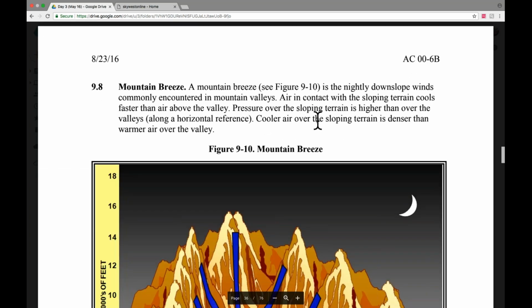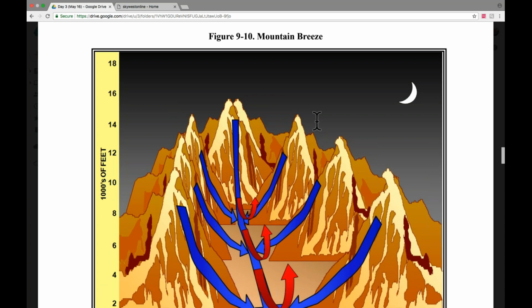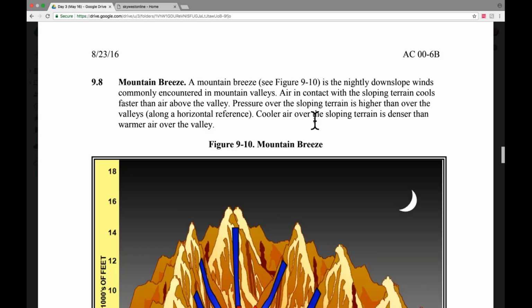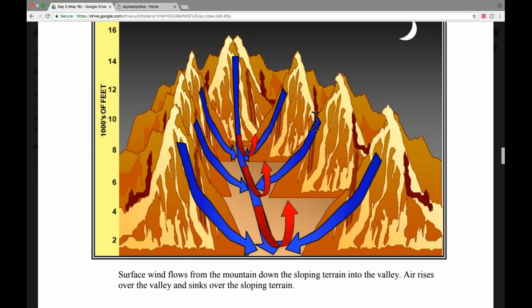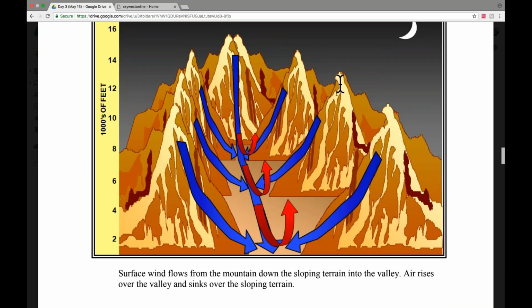So mountain breeze is the exact opposite of valley breeze, once again. So we don't really need to spend a whole lot of time, right? Just the air coming down the mountain slopes is cooling, and as it hits the valley, it's heating up and rising over the valley.